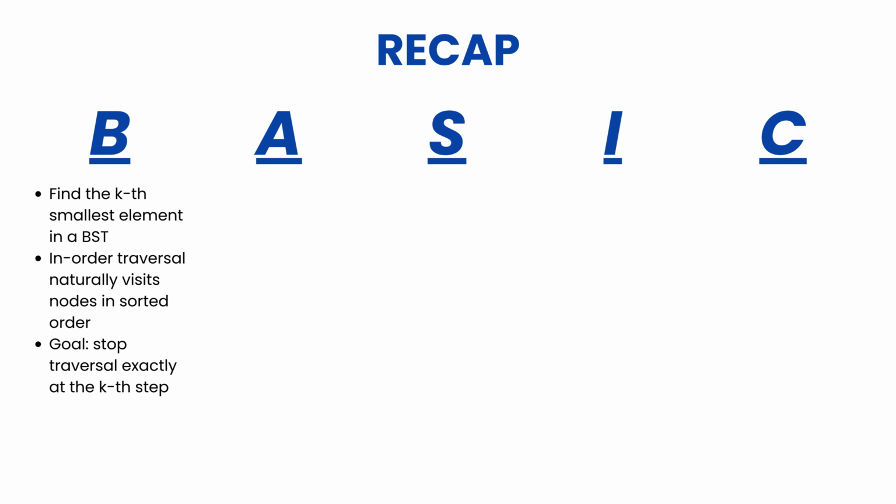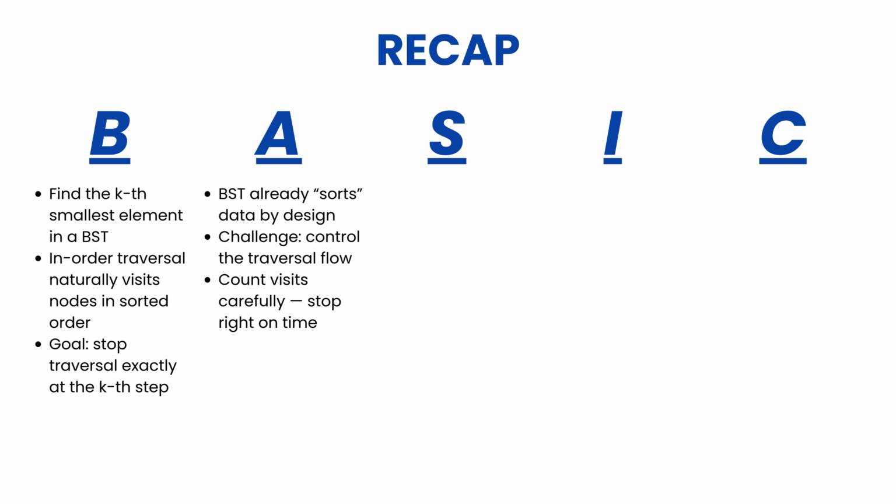Let's do a recap. Conceptually, the problem is about ranking within a tree. We're given a BST and a number k, and we need the Kth smallest value. Because a BST's inorder traversal visits nodes in sorted order, our goal becomes: traverse in order, and stop at the Kth step. The key insight here is that you don't need to sort anything manually. The BST structure does that for you.